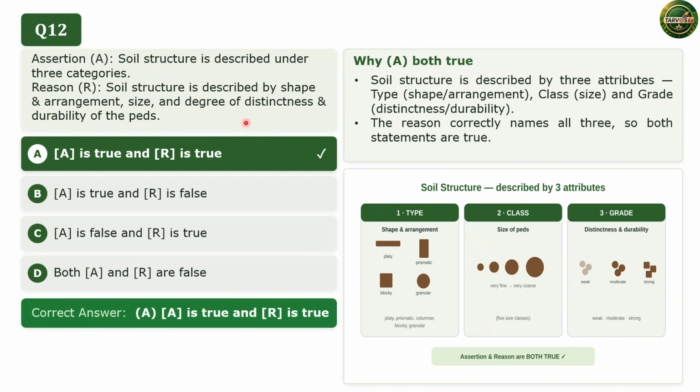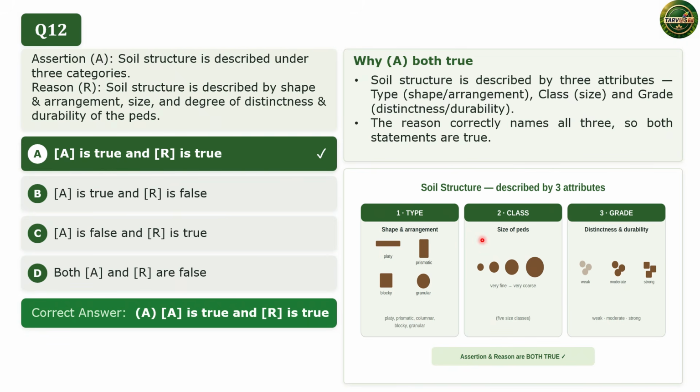In nature, these primary particles do not exist separately as clay, sand, silt. They bond together and form a larger unit or aggregate. These aggregates are called secondary particles. The soil structure is defined as the arrangement of these primary and secondary particles in a certain pattern. The soil structure is described by three attributes: type, class, and grade. Type is nothing but shape and arrangement. That is, the primary and secondary particles arrange and form a certain shape, like platy, blocky, granular, or prismatic. The second attribute is class.